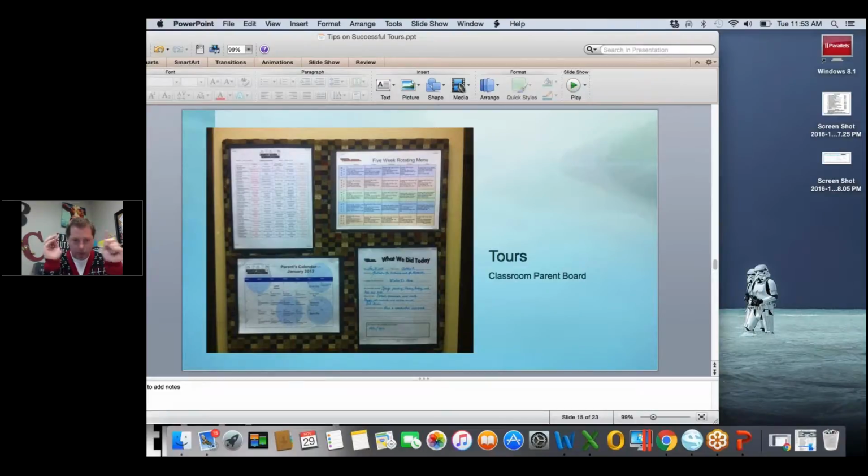But this is, again, my visual reminder to talk to the parent about our curriculum and where they can see what's going on, to talk about our menu, to talk about our calendar of parent events. But the most important thing that I like to point out on the parent classroom board, you can see here, is the what we did today, okay? And I explain to parents that this is posted every day. It is for their benefit, so that they can quickly read some of the key items that we did in the classroom, and also open-ended questions for parents to ask their children.